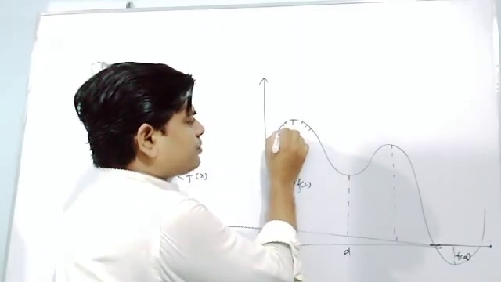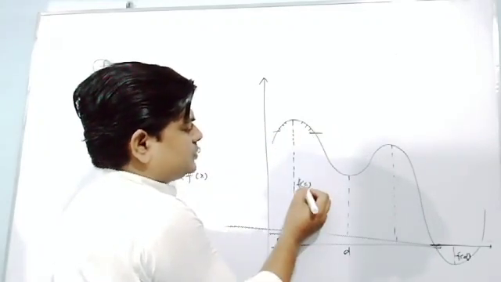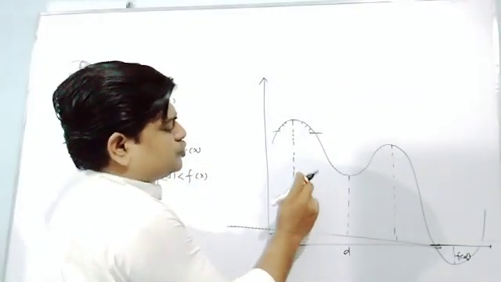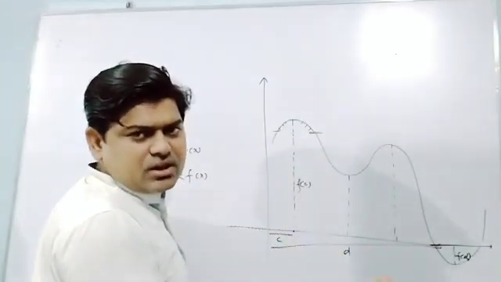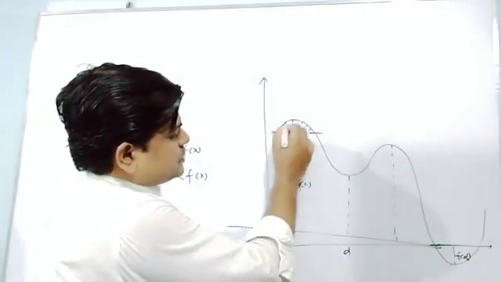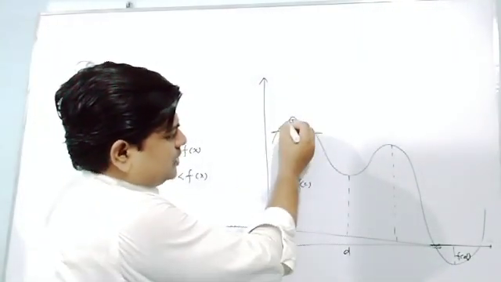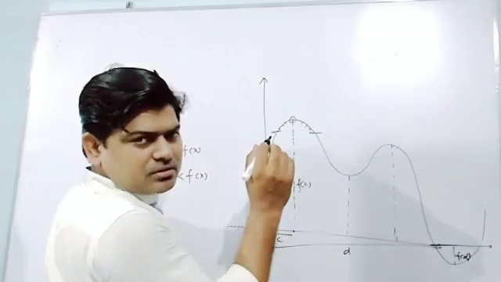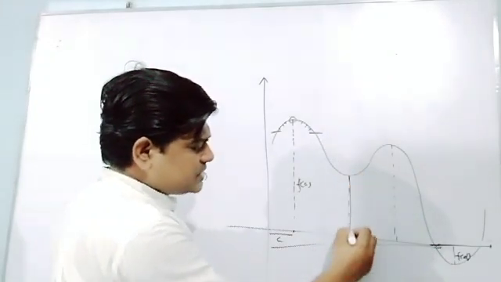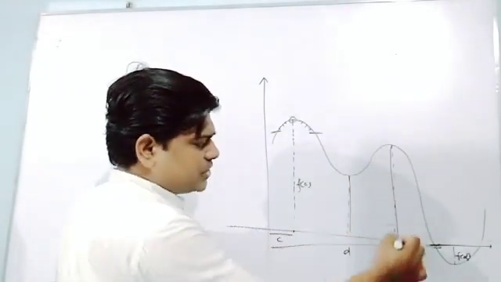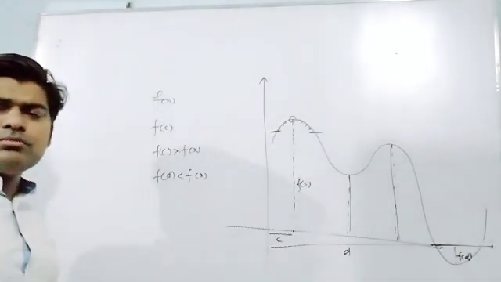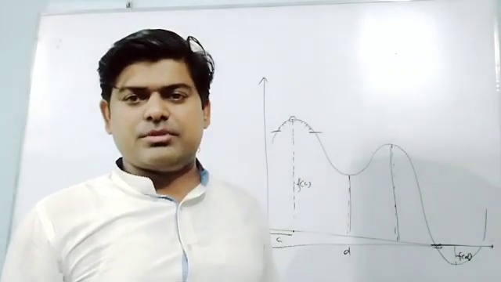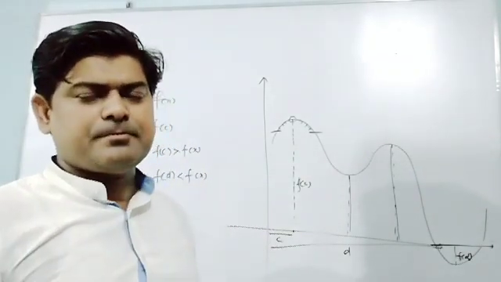If I'm talking about from here to here, meaning the values of x which are just near to c, or a neighbor of c, for all these values f(c) is the maximum, and they are less than f(c). In this case, one more thing is there. So one more point will come, and that can be called local maxima and local minima. Why is it local maxima and local minima?